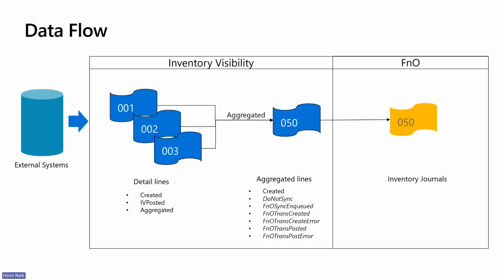And again, for any reason, if your inventory adjustment journal in Dynamics 365 SCM fails due to any validation errors, then the aggregated line will turn into FNO trans posted error. So at any point of time in this end-to-end process, even though it is automated, you have different ways to track what is happening with each detail line as well as the aggregated line.